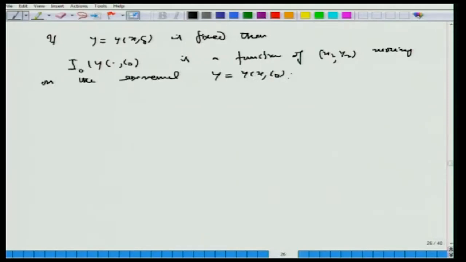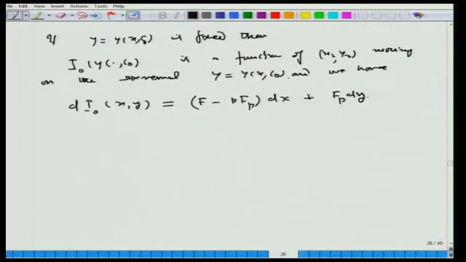And we have seen that this dI0 at, let us say, (x2, y2), which we write as general (x, y) moving on the extremal, is actually (f minus p f_p) evaluated at general point (x, y) dx plus f_p dy. And so this is an exact function here, that is, (f minus p f_p) dx plus f_p dy is exact.